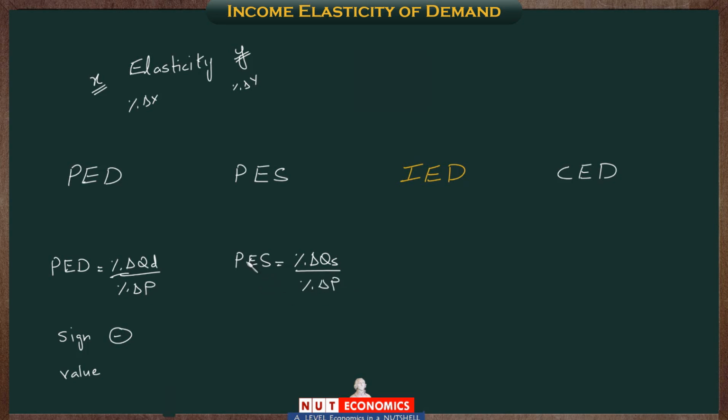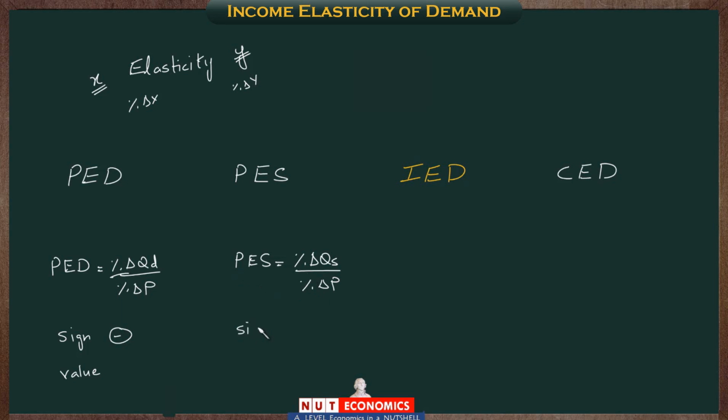So the only thing that changed from PED was that instead of PED we had PES, so we divided the percent change of quantity supplied instead of the percentage change of quantity demanded. Or you can just think of it like this: you divide the thing that is changing, the quantity supplied in this case, by the thing that is causing the change, price in this case.